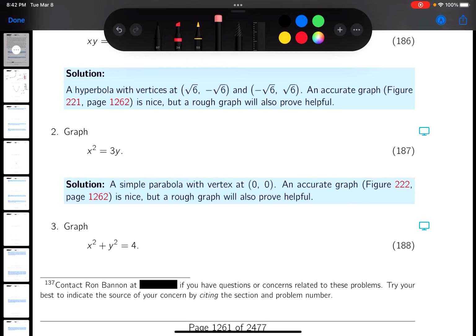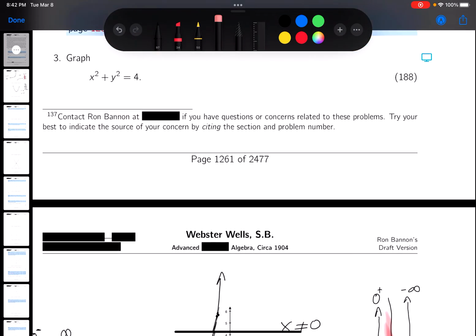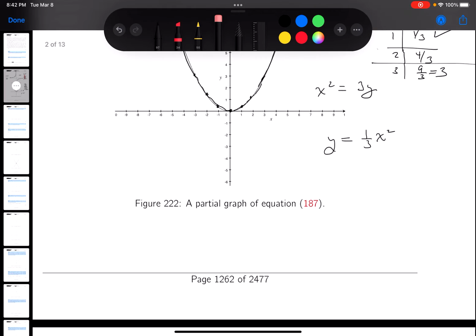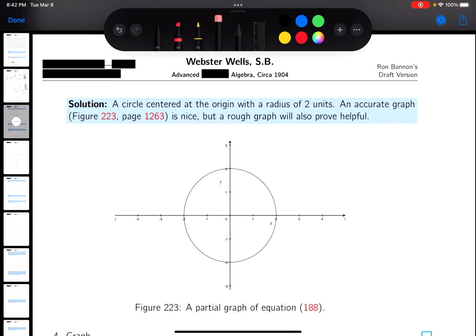So I'm going to go do number three. And let me just get to number three. That's x squared plus y squared equals 4. That's right here. I'll write this down for you. Again, if you've been studying circles, that's fine. If you haven't been studying circles, that's also fine.